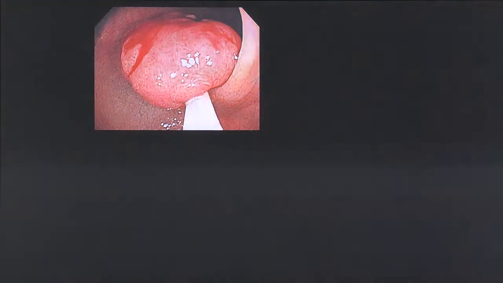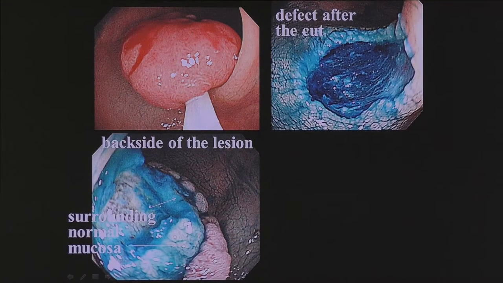I injected and lifted the lesion and put the snares around the region, and the resection was successful.